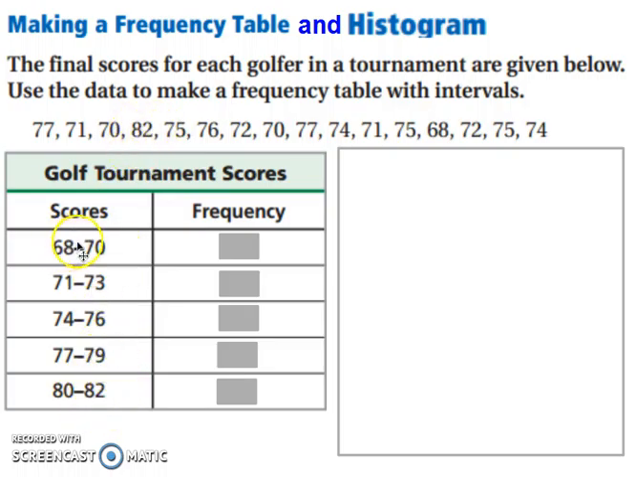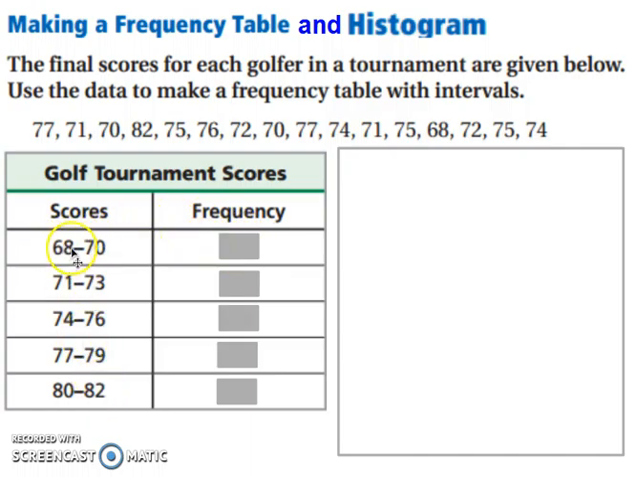Then we want to divide the data up into equal parts. So we have 68, 69, 70, and then 71, 72, 73, and 74, 75, 76. See how they're all the same interval? That way you have your concrete base, and now we can look at the frequency.